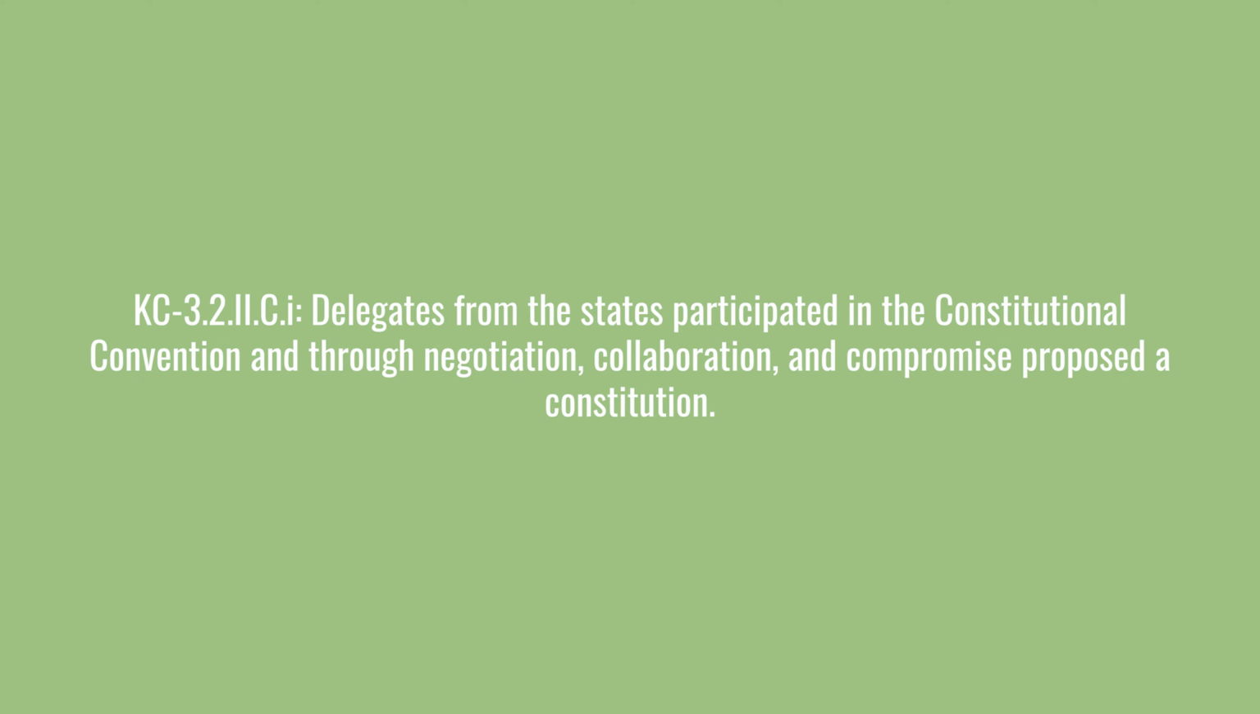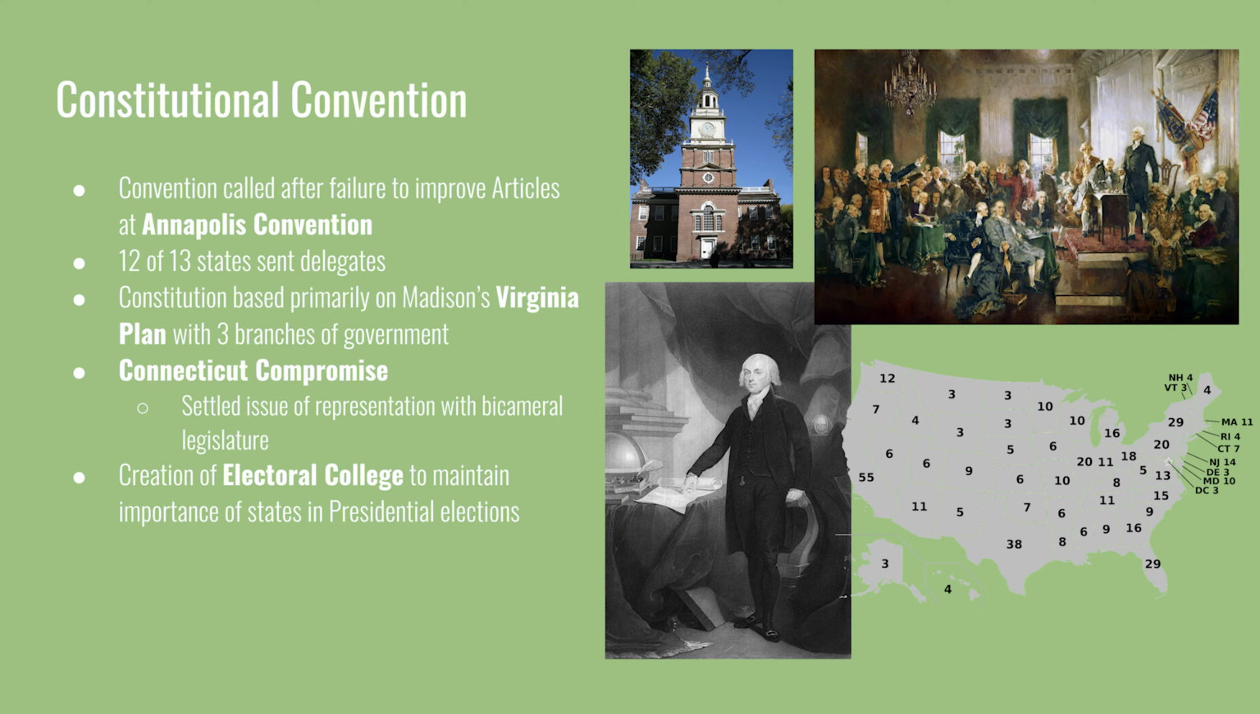The key concept says delegates from the states participated in a constitutional convention and through negotiation, collaboration, and compromise proposed a constitution. The beginnings of this convention happened the year previous in 1786. There was supposed to be another convention at Annapolis in Maryland, in which they were going to address some of the economic problems that the Articles of Confederation were having, like the lack of power of taxation by the central government, the tariffs that the different states were putting on each other, hampering interstate commerce, and the lack of a common currency. But the problem in Annapolis was that not enough states sent delegates. They weren't able to have a convention because they did not have a quorum, that is, a majority in order to make changes. So they planned for the next year in 1787.